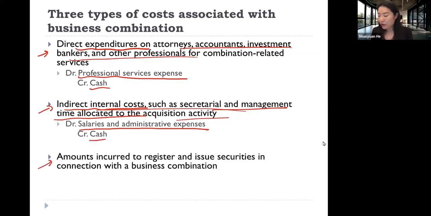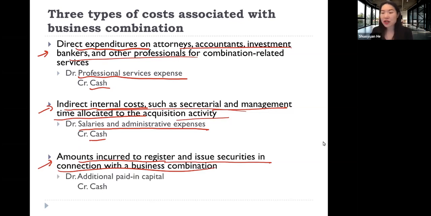The third type of cost are costs associated with registering and issuing securities in connection with business combinations. Sometimes in stock acquisitions, firms need to issue stock to acquire another firm. How about the money spent in registering and issuing those stocks? In this situation, we don't put it into expense. Instead, we debit additional paid-in capital and credit cash.